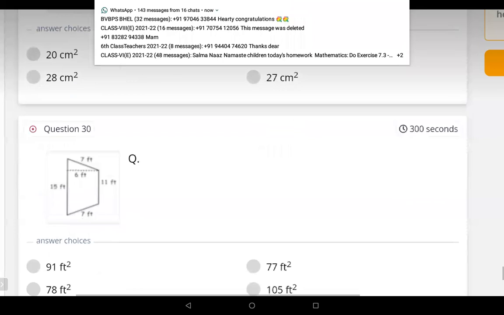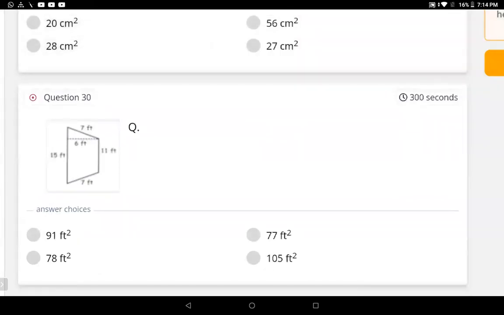Next one, children, what shape is it? By seeing only you can observe what shape it is. It's a trapezium. So half into h into sum of parallel sides. What type of trapezium is it, children? Is it an isosceles trapezium? Yes, isosceles trapezium. Very good.